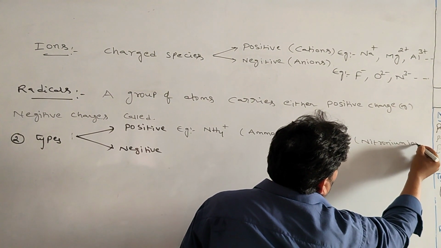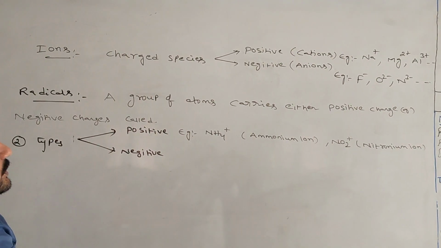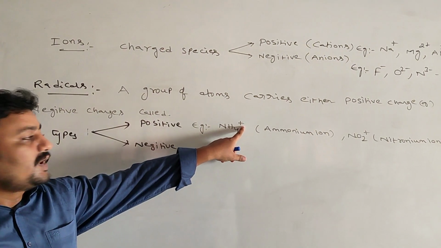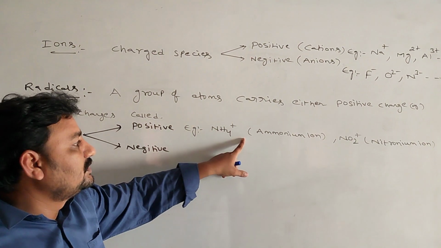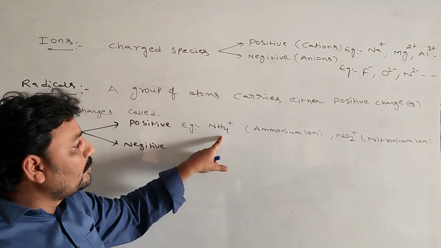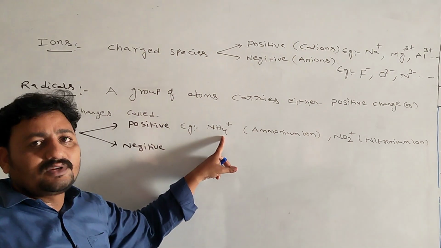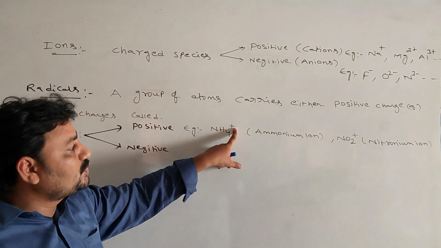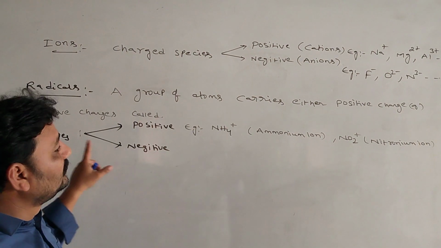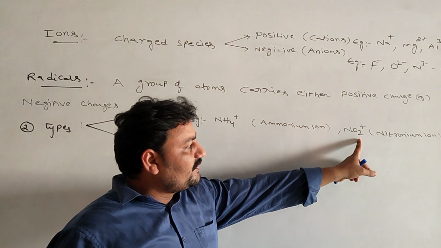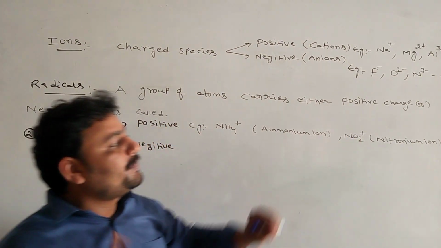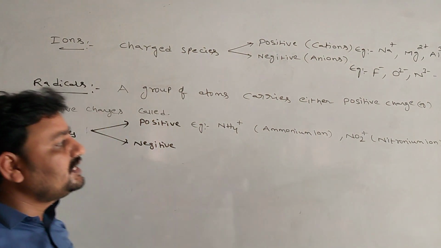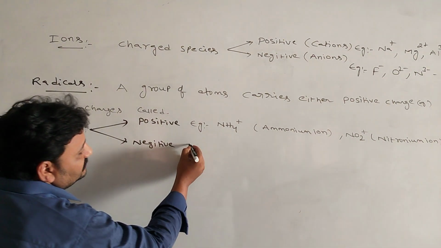What is the charge of the ammonium radical? Plus 1. What is its valence? 1. How many atoms does the ammonium ion have? Nitrogen 1, hydrogen 4, so totally 5 atoms. A group of atoms carrying positive charge is called a positive radical. Example, the ammonium ion. What is the valence of NO2+? 1. The charge? Plus 1. How many atoms? Nitrogen 1, oxygen 2, totally 3 atoms.